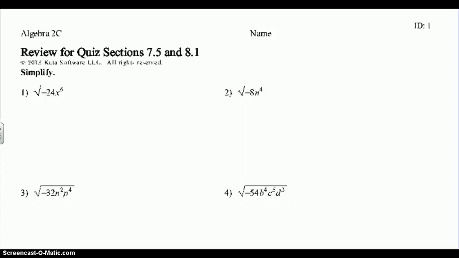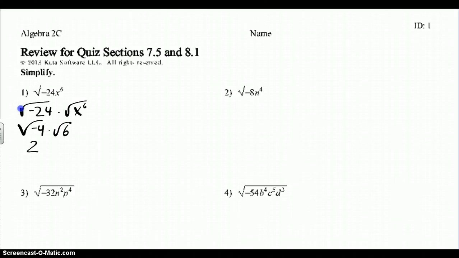Okay, Algebra 2C, we're here working on the review for quiz section 7.5 to 8.1. Number 1, I know it's a little blurry, but it's the square root of negative 24x to the 6th. What I'm going to do first is break it off into two easier problems: the square root of negative 24 and the square root of x to the 6th. This square root of negative 24 I can rewrite as the square root of negative 4 times the square root of 6.